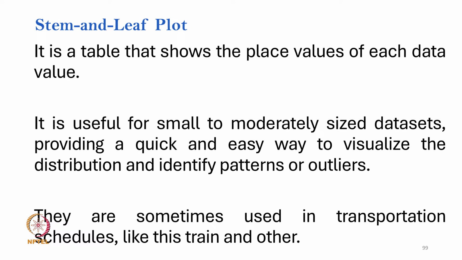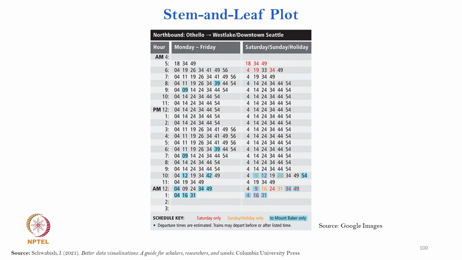The stem and leaf plot is a table that shows the place value of each data value. These are especially used for small to moderately sized data sets, providing a quick and easy way to visualize distributions and identify patterns or outliers. They are sometimes used for transportation schedules, like trains and others.